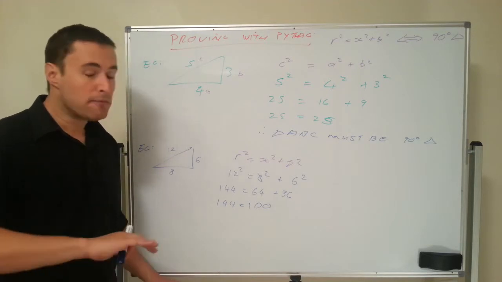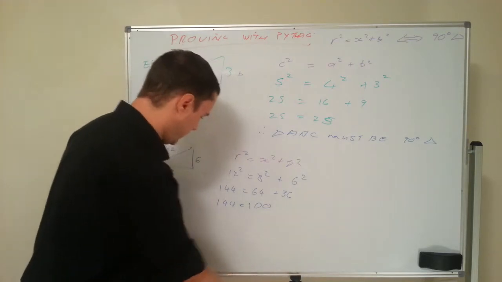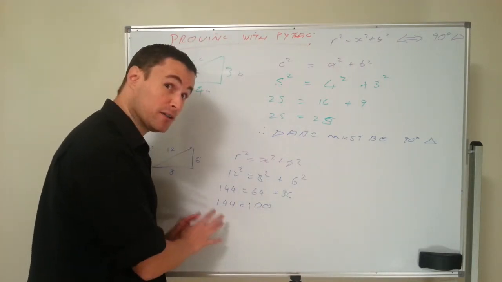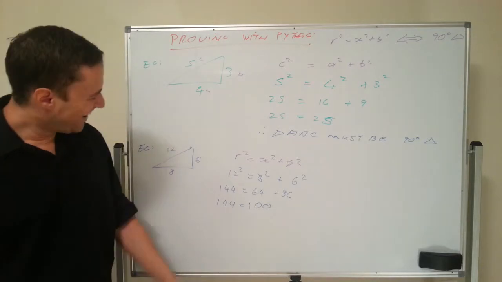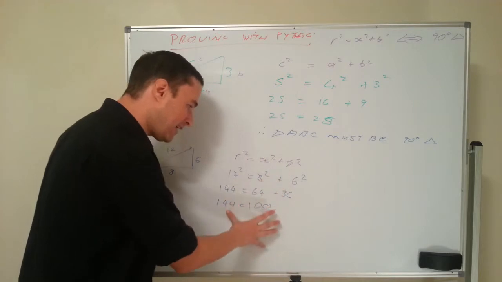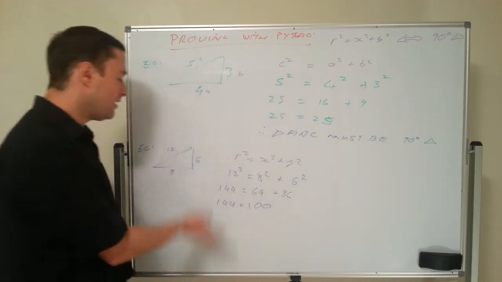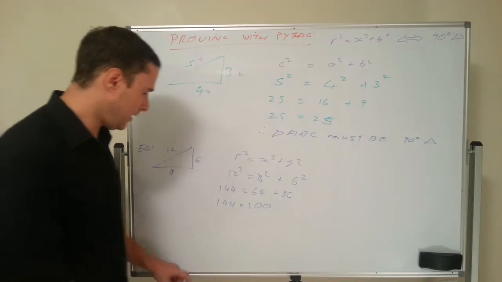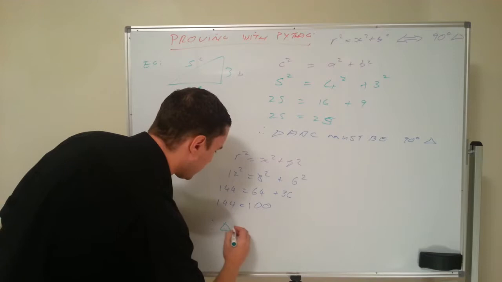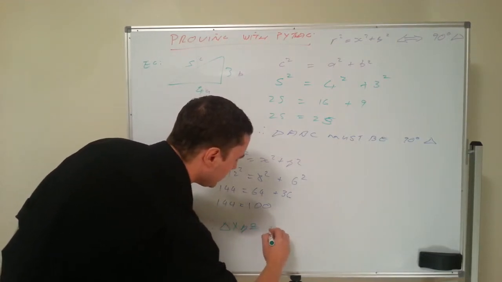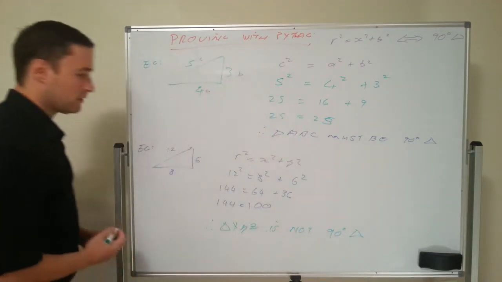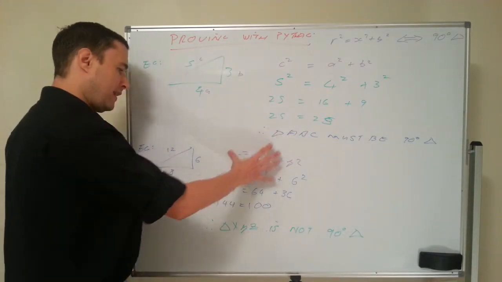I sincerely hope that you believe me with that. Otherwise, if you'd like, I'll send you $100, you send me $144. We'll do an exchange. But this is a fallacy. So that means because Pythag results in something that's not true, this cannot be a right-angled triangle. Therefore, what did I call this triangle? Triangle XYZ is not a 90-degree triangle or right-angled triangle. Are you with me? Because Pythag does not hold.